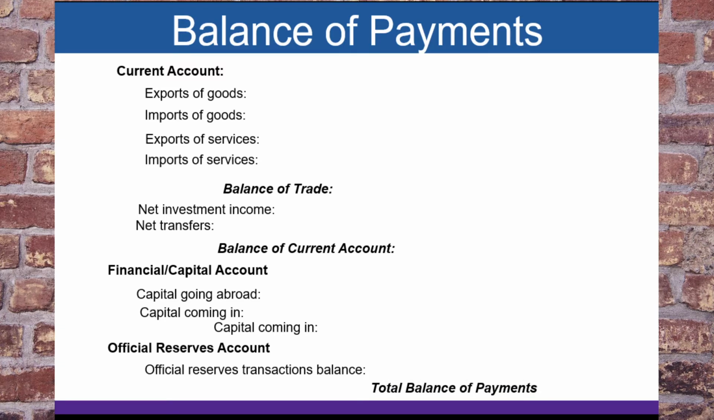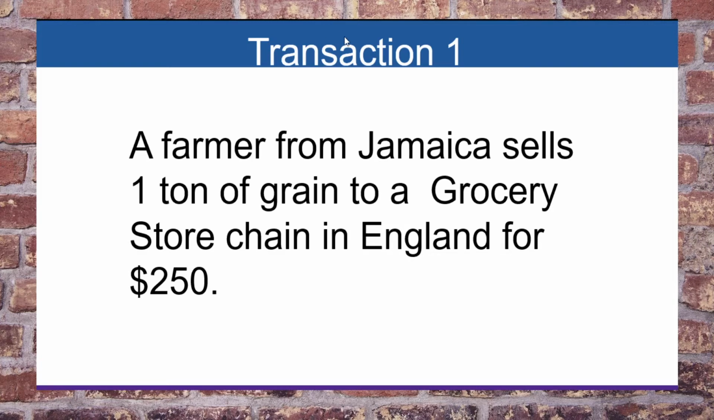All right, so let's do a couple of transactions. Let's do the first transaction. A farmer from Jamaica sells 1 ton of grains to a grocery store in England. For this balance of payments, we're going to look at it from the England side. The Jamaican side would just be the opposite of what we're doing here. So we have an import of $250.